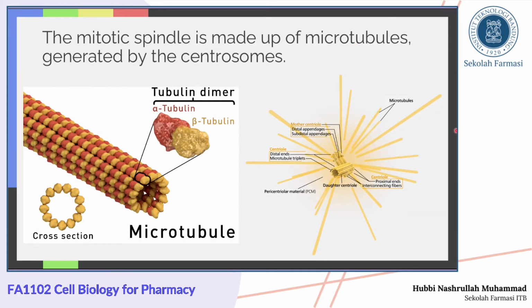The mitotic spindle is made up of microtubules, which are cylindrical protein structures that make up the cytoskeleton. Here on the left, you can see the molecular structure of a microtubule, which is a polymer of tubulin proteins. In animal cells, the mitotic spindle is generated by a microtubule organizing center called the centrosome, as seen on the right. Microtubules are generated and grow in all directions from the centrosome.